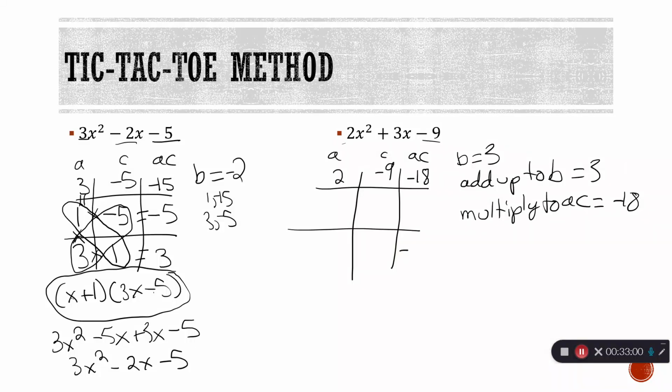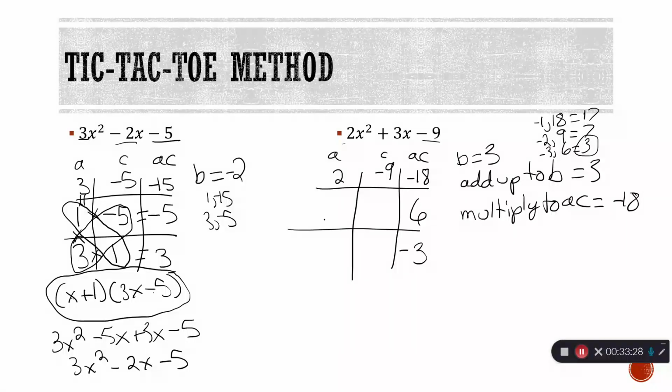So multiples of 18: 1 and 18. Keep in mind that the bigger number is going to be positive. -2 and 9, -3 and 6. So this is going to be 7, and 3. Oh, right here. So we know it's going to be 6 and -3.